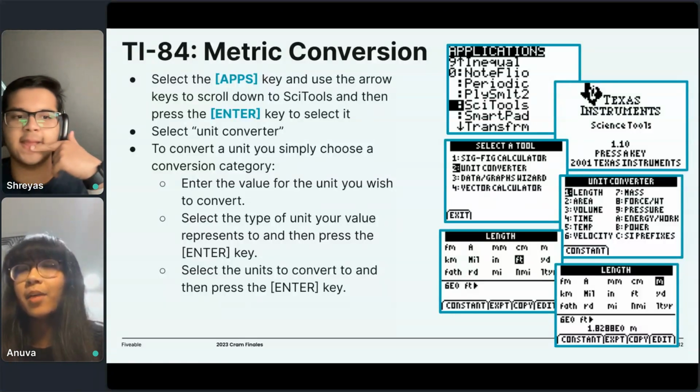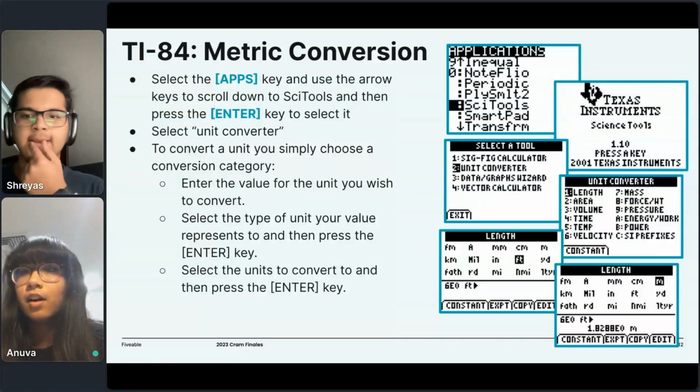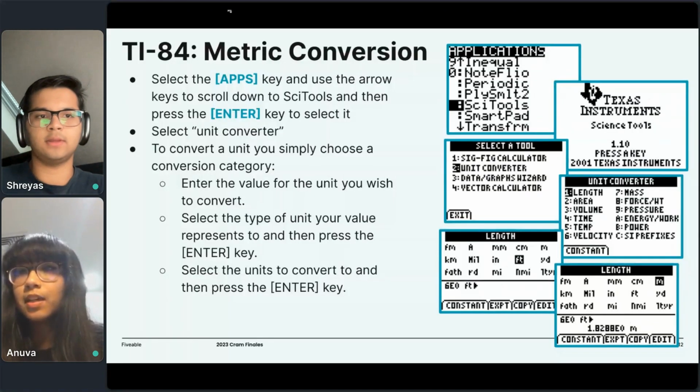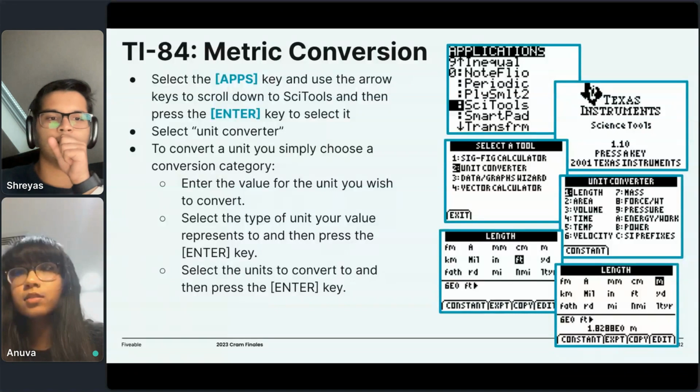One app that I know is on at least the TI-84 Plus CE is the periodic table. I didn't add a slide for it, but if you simply press apps and press 7, which is periodic, it leads to the Texas Instruments screen. Just press any button and then you can see the whole entire periodic table.